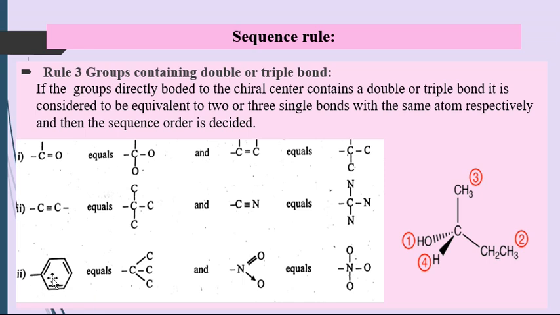Here if a phenyl ring is present, then it equals three others, that is, two double bonds and one single bond, so it is attached to a total of three carbon atoms. Then when there is a carbon-carbon double bond, it equals this carbon attached to two other carbon atoms. If there is a carbon-nitrogen triple bond, it equals carbon attached to three nitrogen atoms. Then the nitro group: nitrogen-oxygen double bond is considered as nitrogen attached to two oxygens plus the third oxygen, therefore total 3 oxygen atoms. This is sequence rule 3.